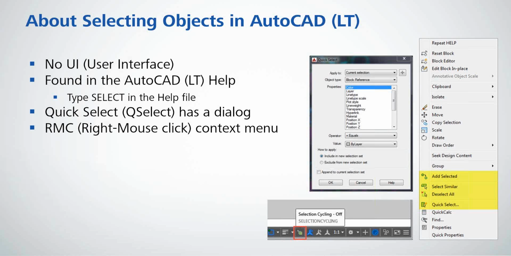There is a tool called Quick Select, which does have a user interface, as you can see in this dialog here. This is the Quick Select. On the right-click context menu in AutoCAD and AutoCAD LT, we have some options to select as well as deselect. And then on the status bar, and this is not initially enabled in AutoCAD 2015, we have the selection cycling tool. So we're going to cover these.